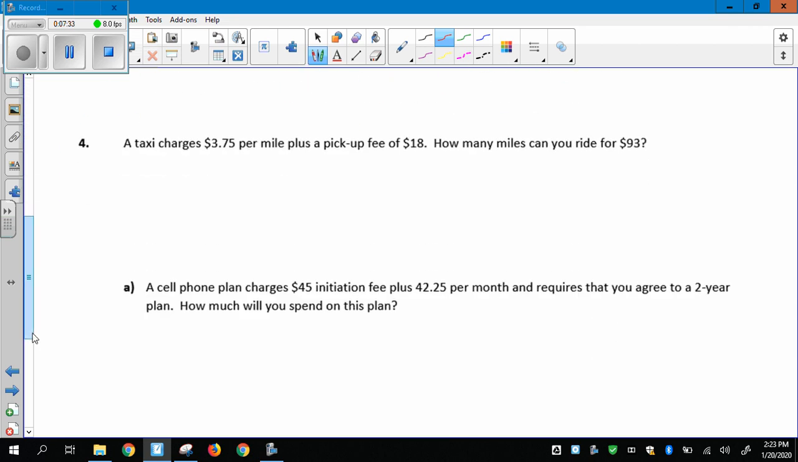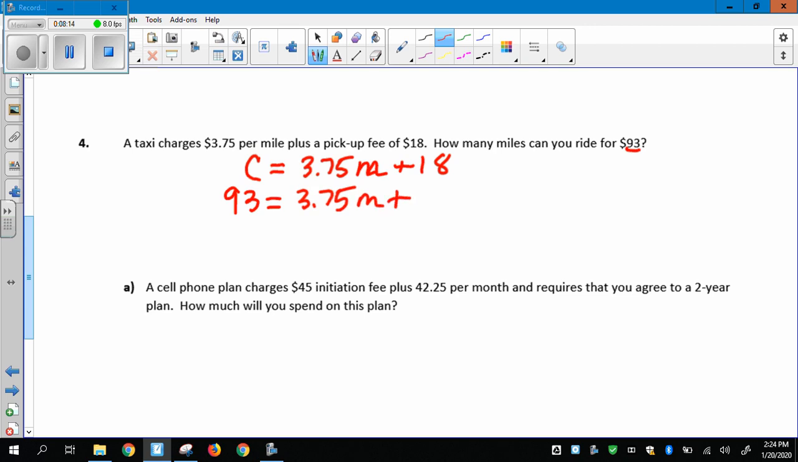All right, let's do one more problem here. This one has to do with a taxi. So they charge $3.75 per mile plus a pickup fee of $18. How many miles can you ride for $93? So my expression, I'll just use C for the taxi charge, equals 3.75 times the number of miles. I'll just use, maybe an M would be good for that. Plus I have to pay the pickup fee of $18. Okay? Now, I have $93 to spend on this trip. And 93 is the total amount charged. It's not the number of miles. So I'm going to put that where C is.